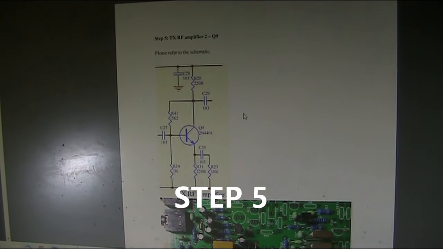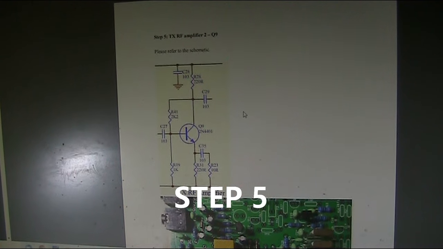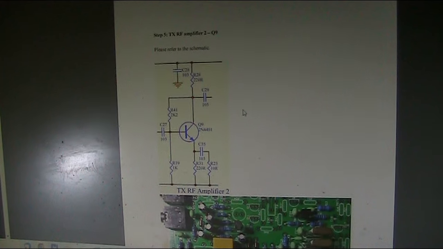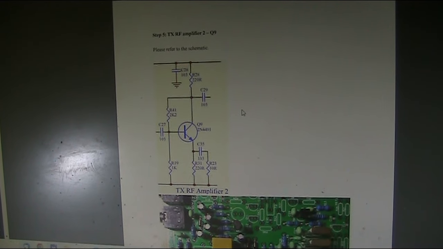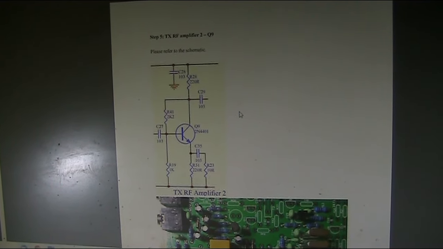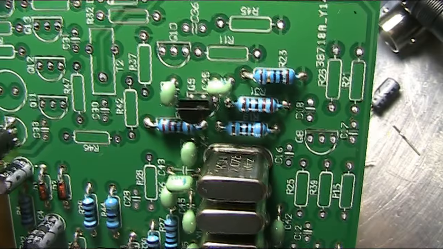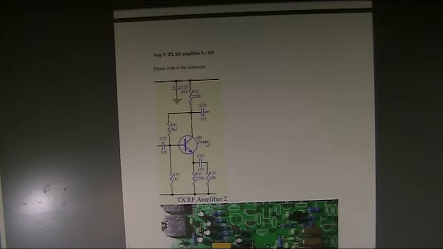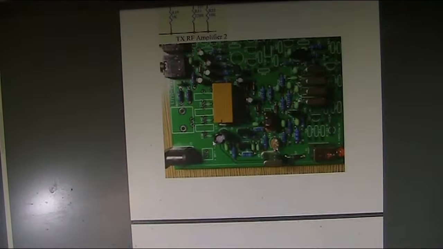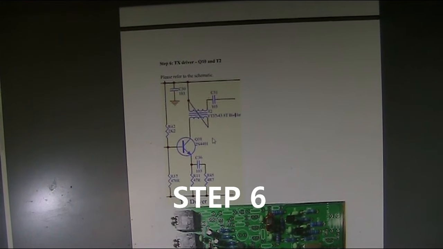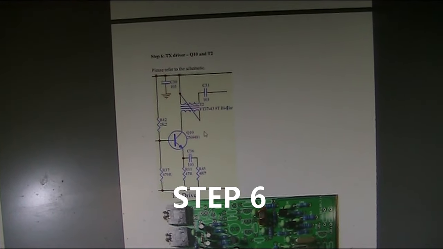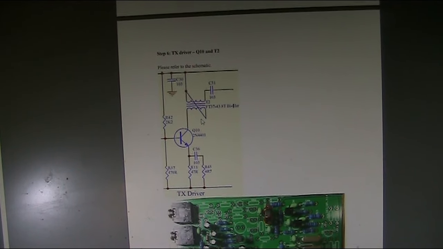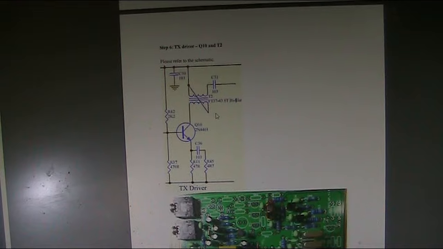Step 5 is the transmit RF amplifier. Very simple, just transistors, or one transistor, and passive components. No coils to wind. That's step 5 done. Now step 6, the driver stage. And that does require another toroid, though it is simpler than the one that we did before.